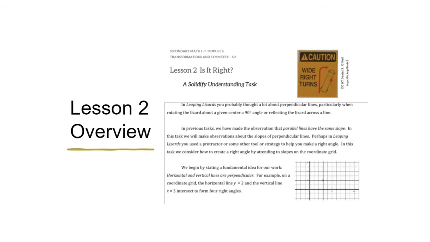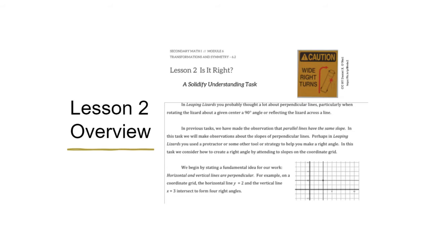In previous tasks, we have made the observation that parallel lines have the same slope. In this task, we will make the observation about slopes of perpendicular lines. Perhaps in Leaping Lizards, you used a protractor or some other tool or strategy to help you make a right angle. In this task, we consider how to create a right angle by attending to slopes on the coordinate grid. We begin by stating a fundamental idea for our work.